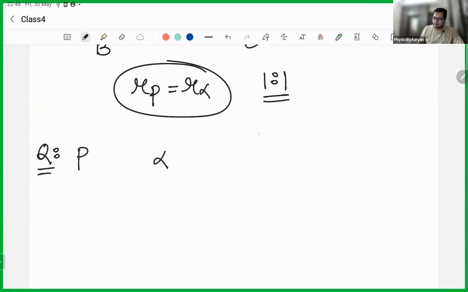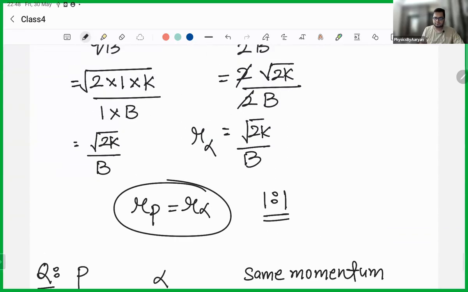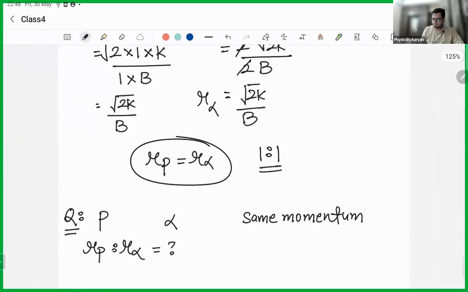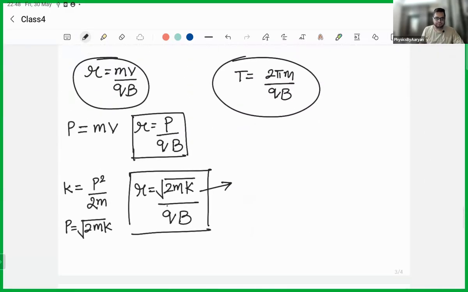Again, proton and alpha particle. This time they have the same momentum. They don't have the same kinetic energy, they have the same momentum. Then what is the ratio of radius of proton and alpha? You can use the formulas. Write it in your notebook so that you can always use them.